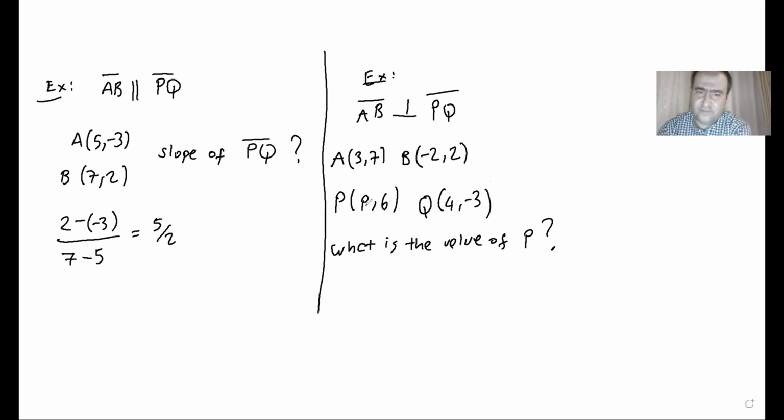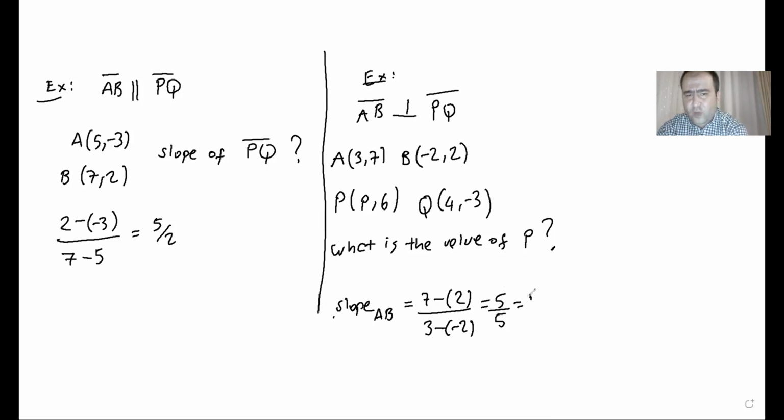If they are perpendicular, the product of their slopes must be minus 1. Slope of AB: 7 minus 2 over 3 minus minus 2. It's 5 over 5, and it's equal to 1. So the other slope must be minus 1. Why? Because their product must be equal to minus 1. So 1 times what equals minus 1? Slope of PQ must be minus 1.